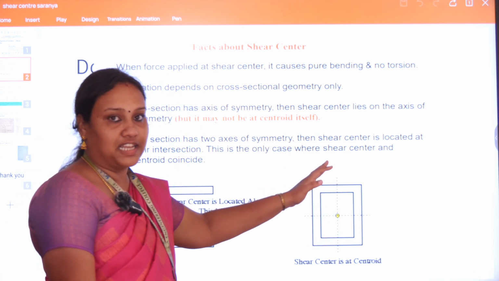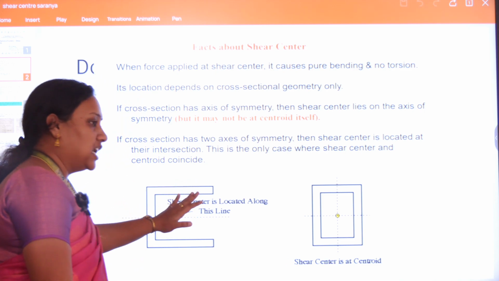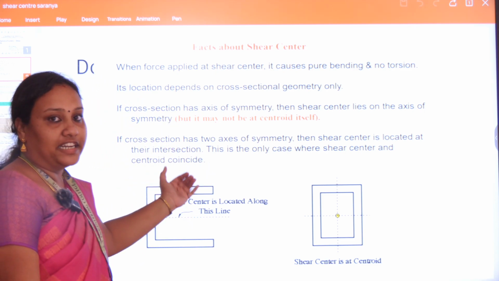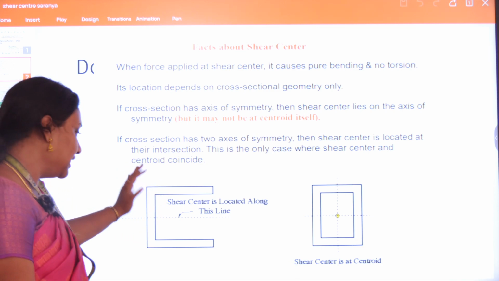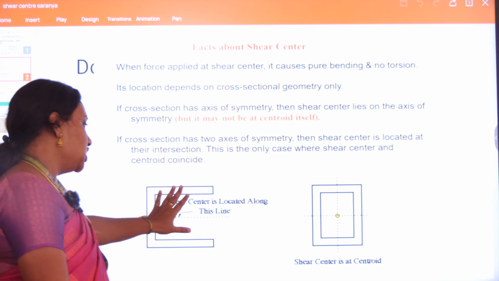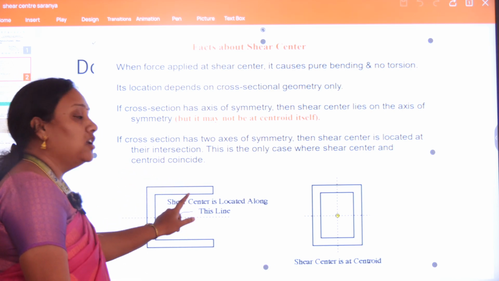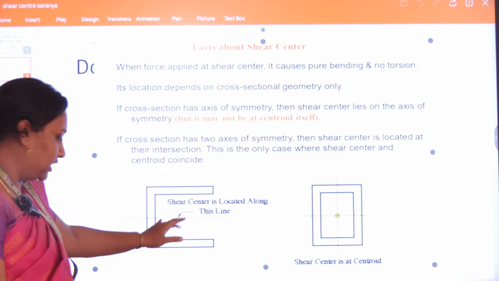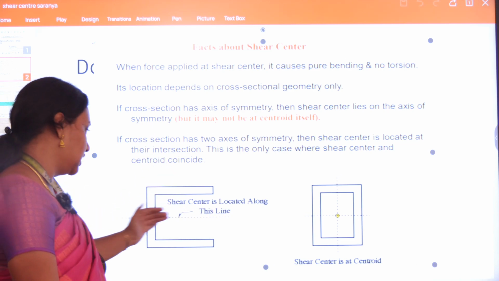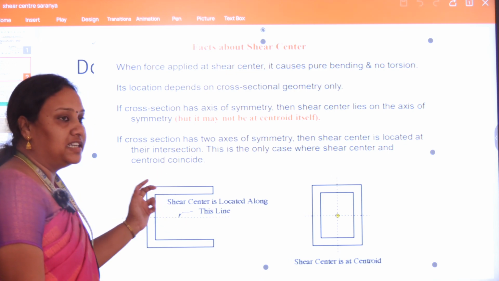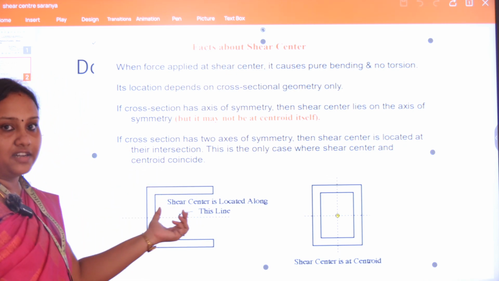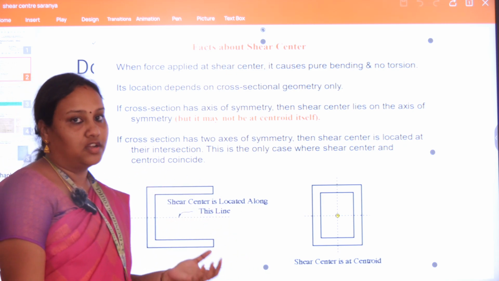of the section. Say for example, this case, that is channel section, it is not having any axis of symmetry. It is neither symmetrical about x-axis nor about y-axis. In this case, the shear center lies along the axis of symmetry, that is, it acts along the centroid of the section, but at a certain distance. That distance is the e value and that we will be finding out with different formulas.